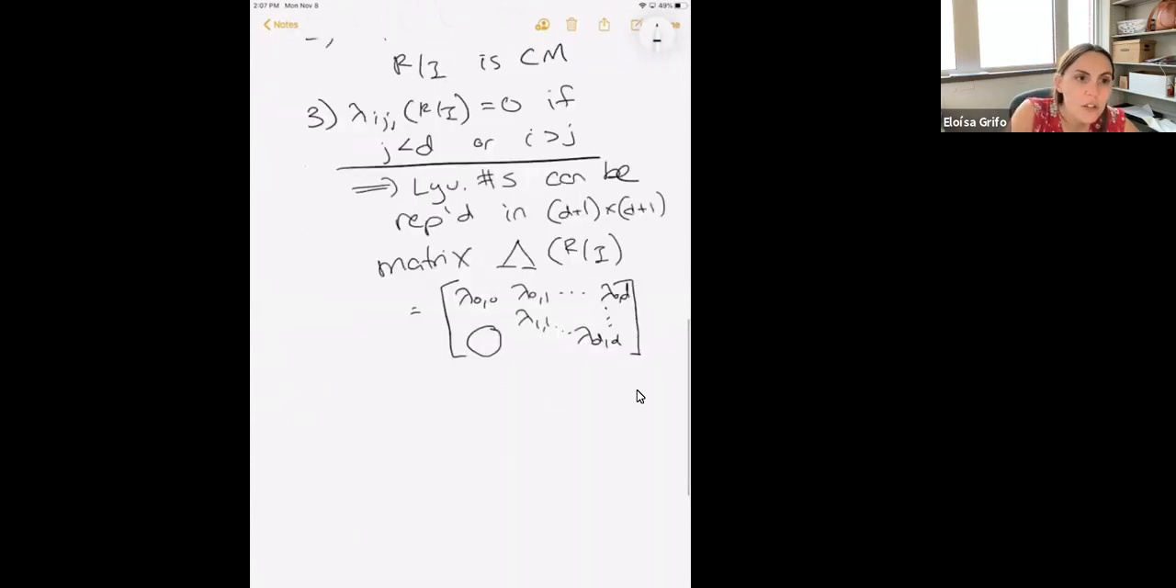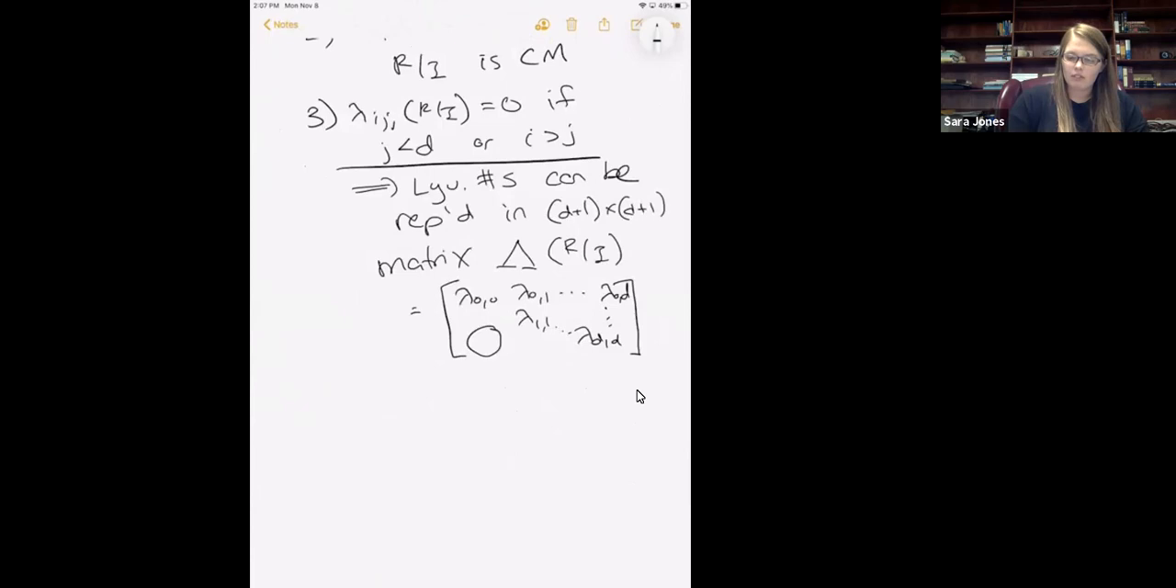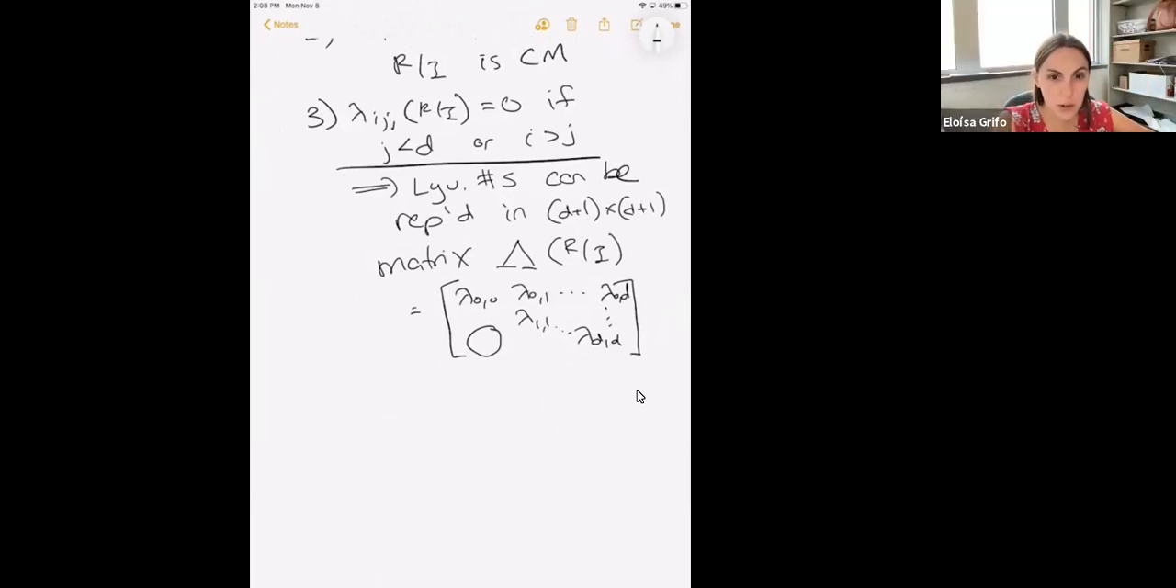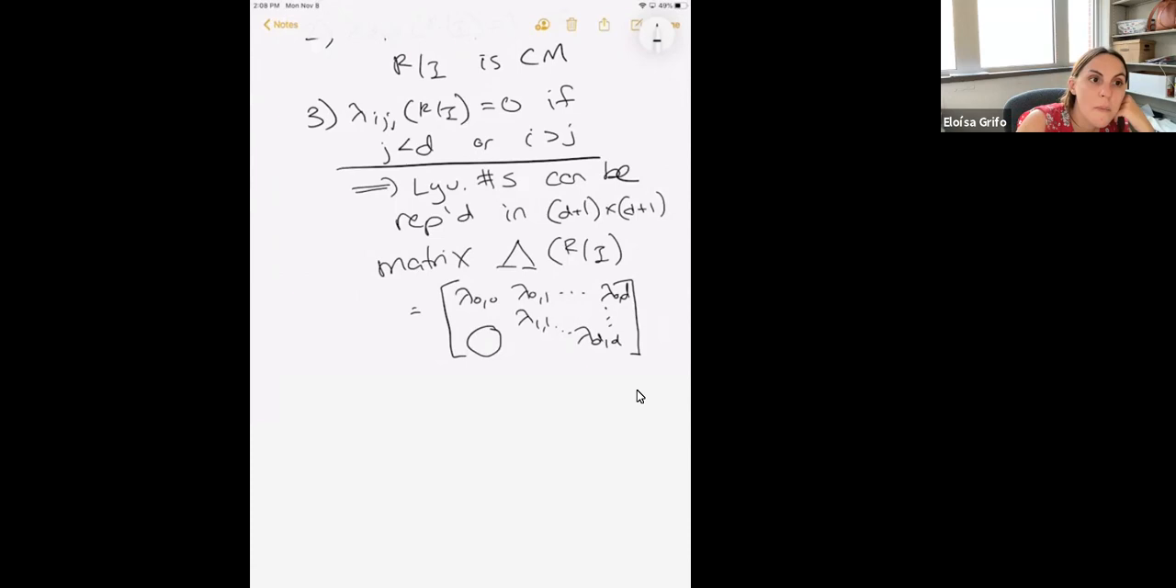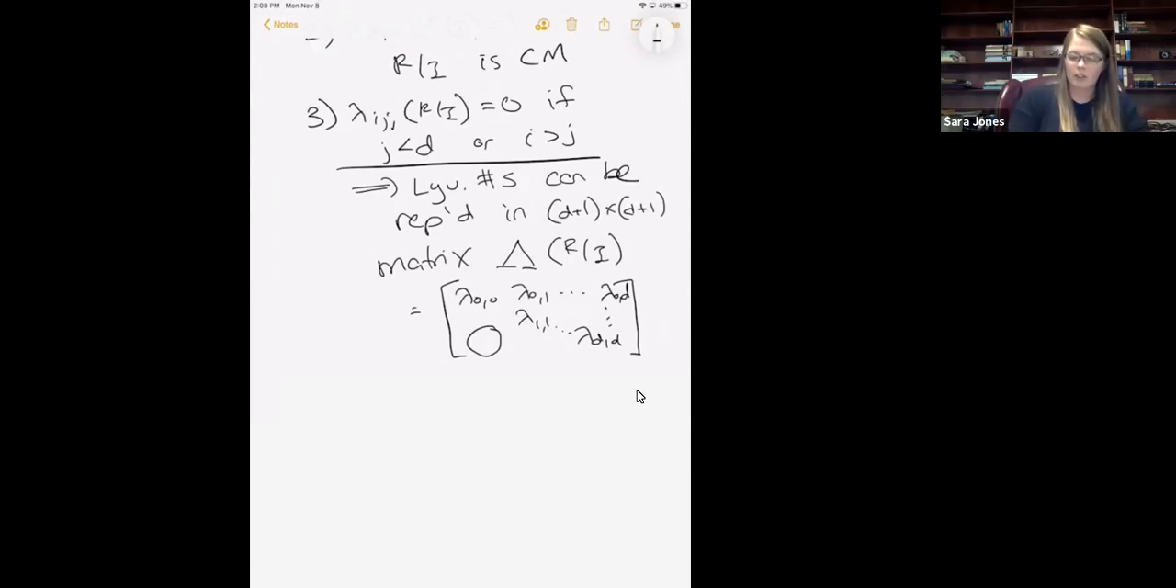Sara, sorry, can I ask a question? Do you maybe mean j bigger than d? It should be. Well, it is also for j bigger than d, because that's what gives us that it can be condensed into a d+1 by d+1 matrix. But it also should be j less than d, which is what gives us the zeros below the diagonal. I see. Thank you.